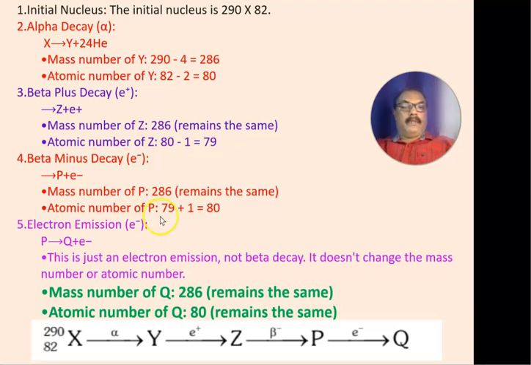So here 79 plus 1 will become 80. Mass number remains the same. So the next transition is P to Q. What happened? Electron emission is taking place. This is just an electron emission, not beta decay. It does not change the mass number or atomic number. So finally the answer for Q is mass number 286, atomic number 80.